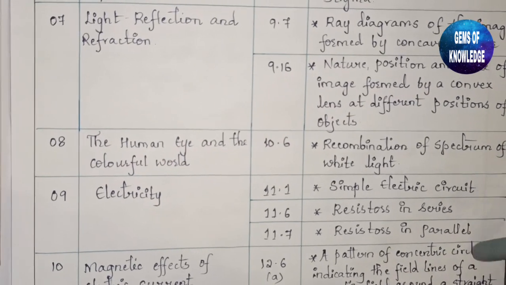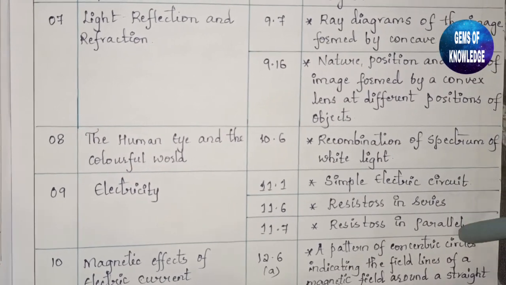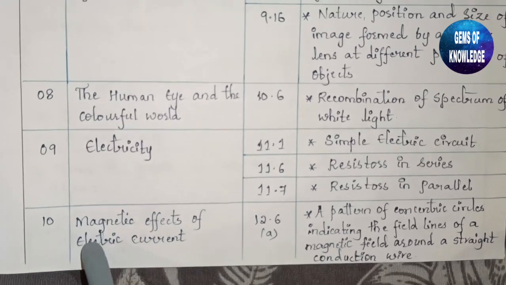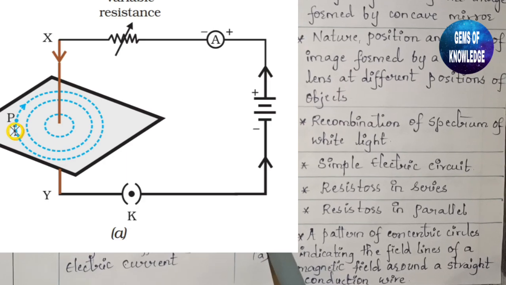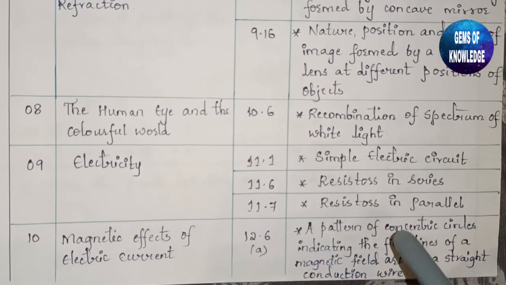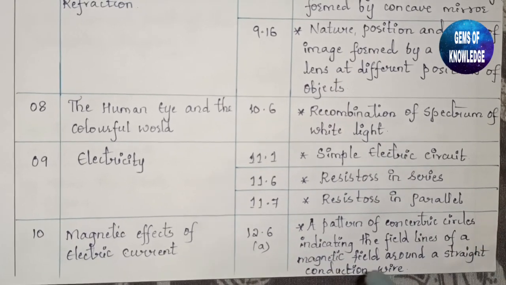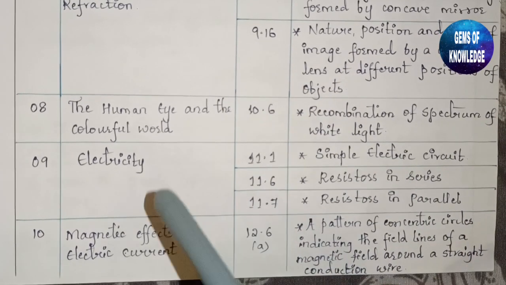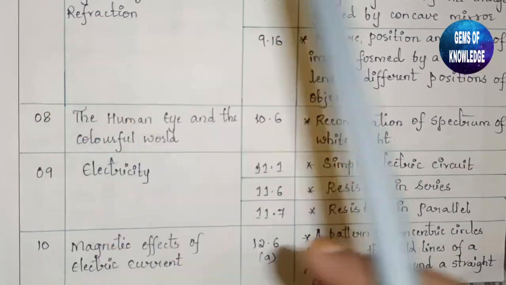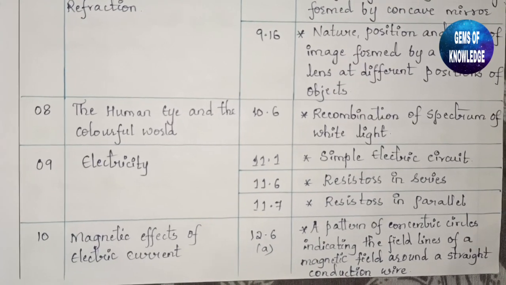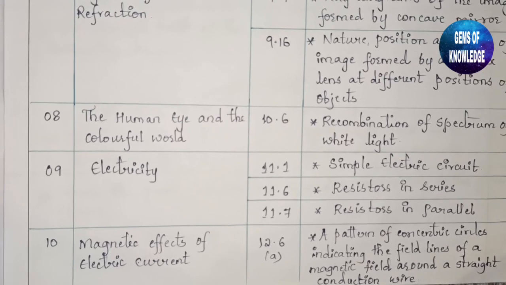Okay, so by seeing the diagram you will identify, just you have to remember what is series connection and what is parallel connection of the resistors. Next, the last diagram here is magnetic effect of electric current, that is figure number 12.6, a pattern which shows concentric circles indicating the field lines of a magnetic field around a straight conducting wire. So you have to show around a straight conducting wire how the magnetic field lines are circled around it.